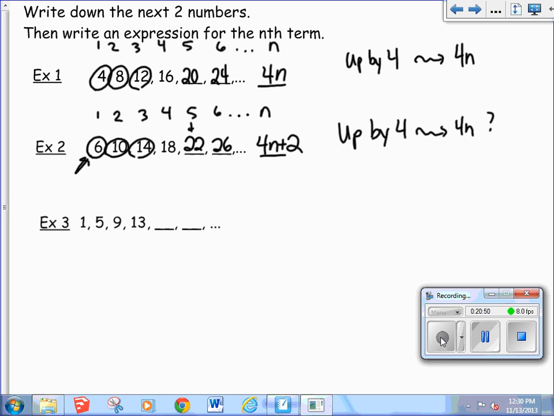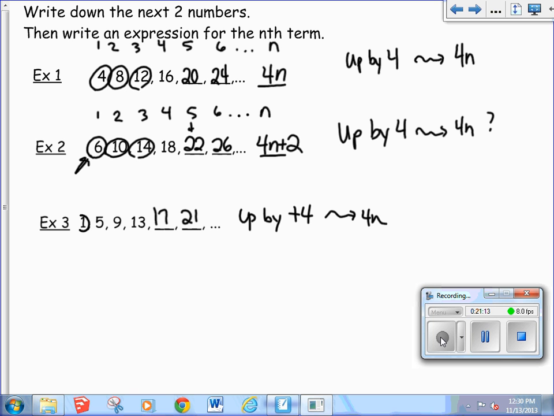Okay, so we're checking back in. What were the next two numbers you filled in, Kaylin? 17 and 21. And what did you find it's going up by? So we're up by 4 again. So it means we're probably looking at multiples of 4, right? But they're not straight multiples. It's 4 minus 3, because 4 minus 3 is 1. That's the first one. Okay, so Kaylin did a good job.